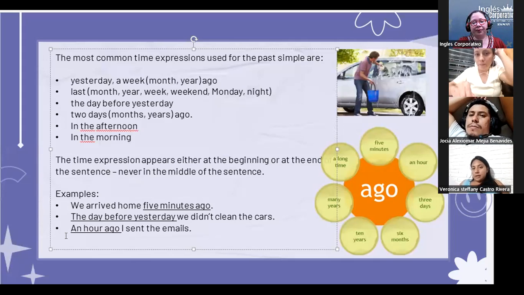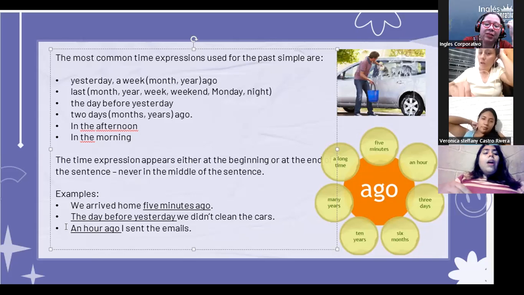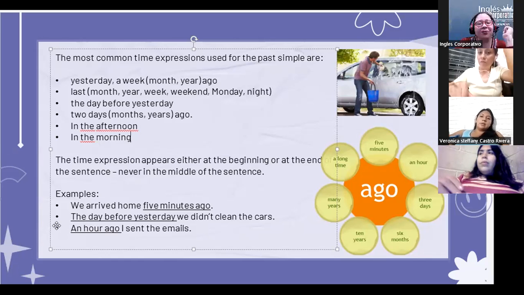An hour ago, I didn't send the emails. Okay, that's negative and it's okay. Usted me la cambió a negativo y lo hizo muy bien. Pero vamos a cambiar nada más la posición en la oración de la expresión de tiempo, okay? The time expression. I sent the emails an hour ago. Yes, I sent the emails an hour ago, okay? I sent the emails an hour ago.